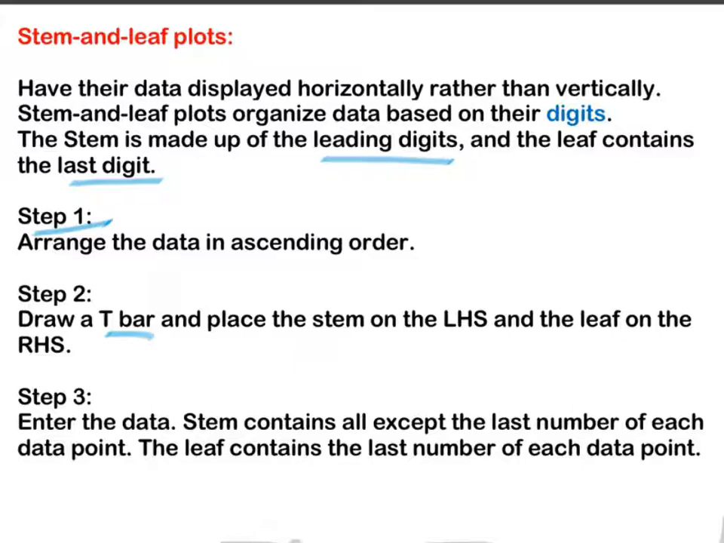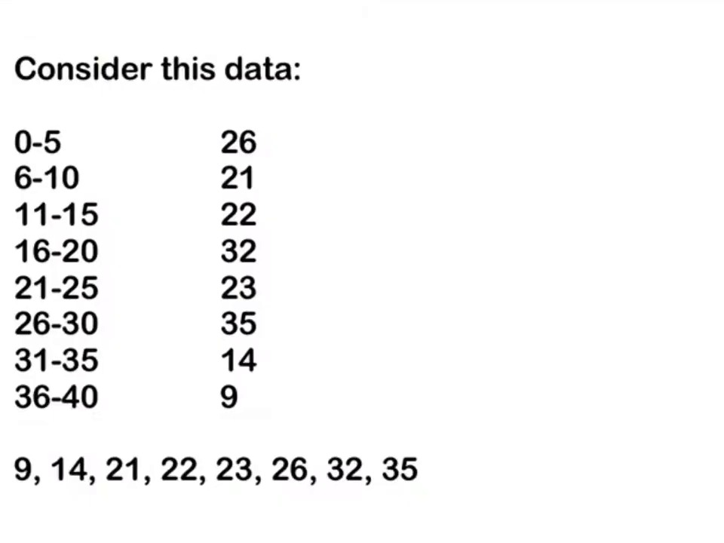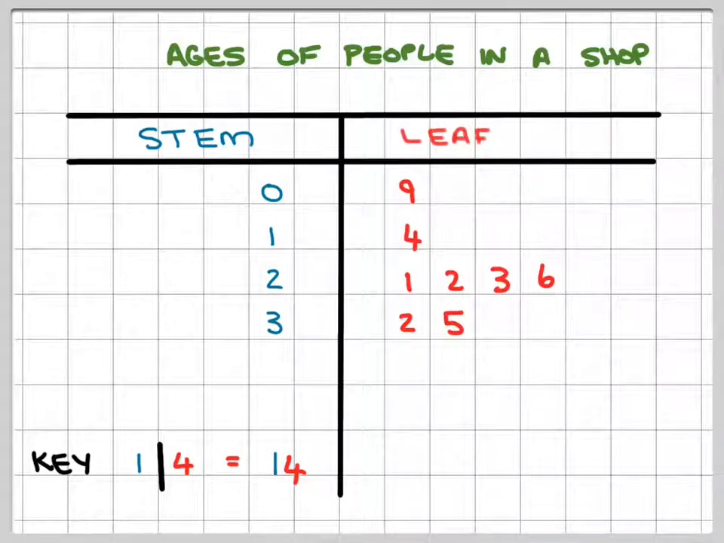You enter the data. The stem contains all except the last number of each data point. Now that sounds confusing, but it'll become clear as soon as you see it now on the T-bar. And the leaf contains the very last digit. So let's go and look at it, bearing in mind that this is our data here. So let's go look at number 9, how we would have done 9.